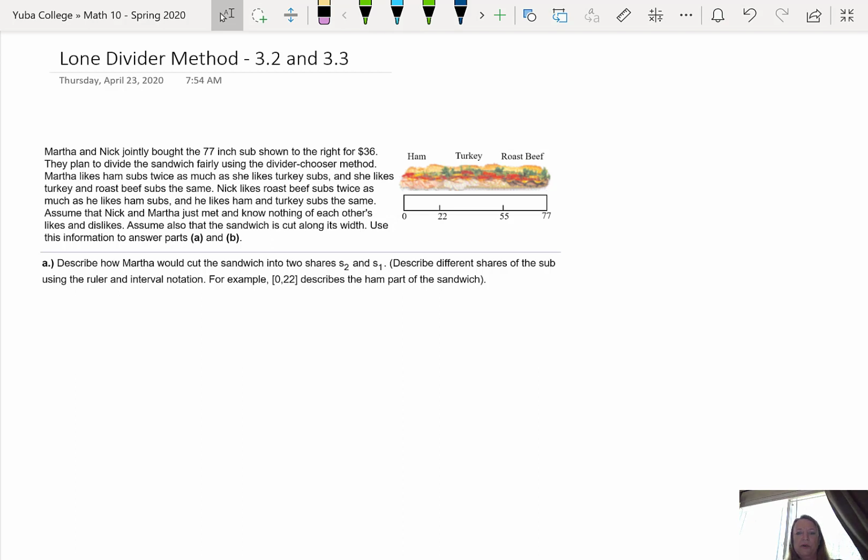In the picture below, you can see that it's subdivided. From 0 to 22 inches is ham. From 22 to 55 inches, we have turkey, and let's put in here that this is 23 inches long. And then from 55 to 77, we have roast beef, and that's 22 inches long.